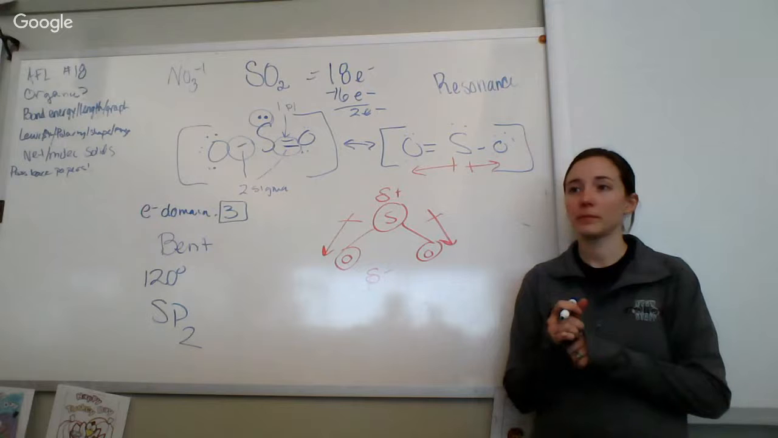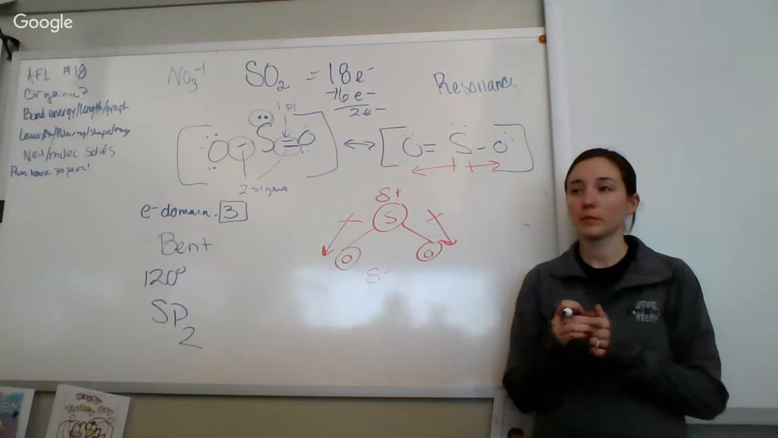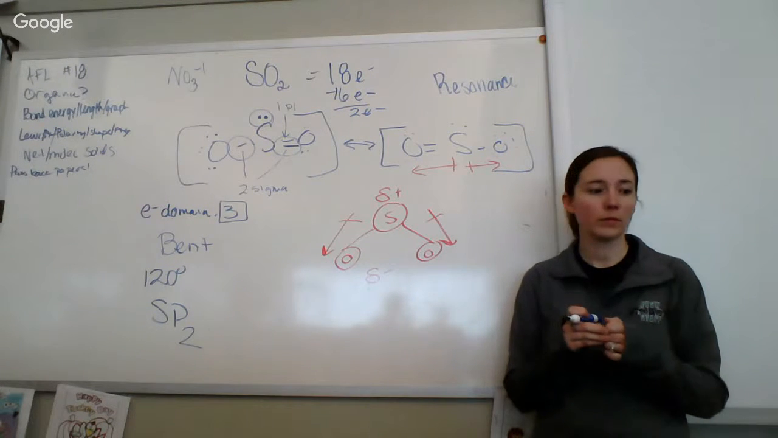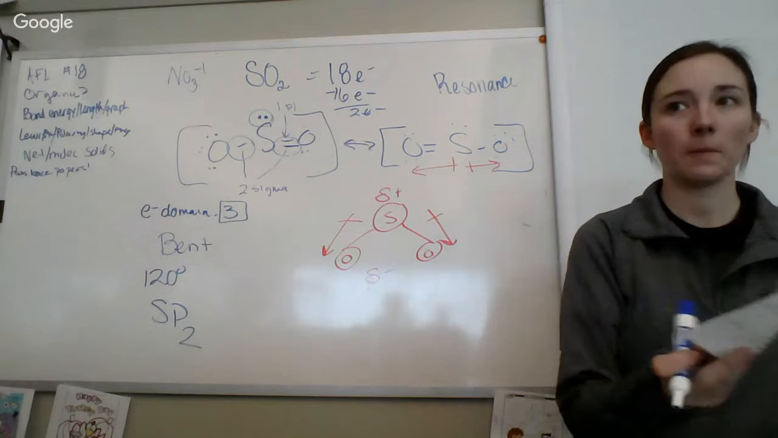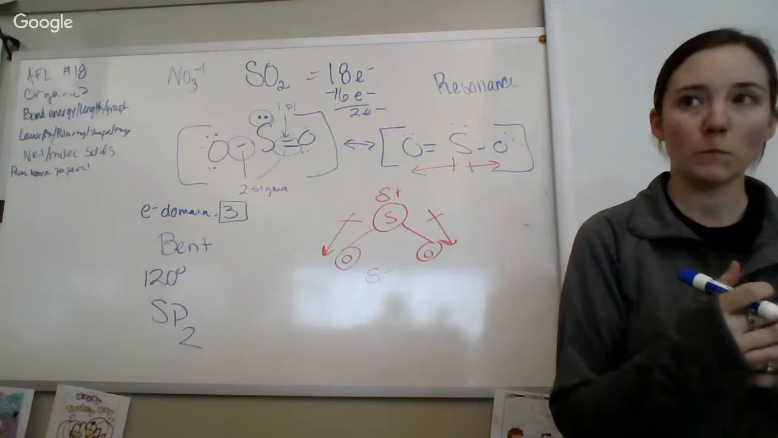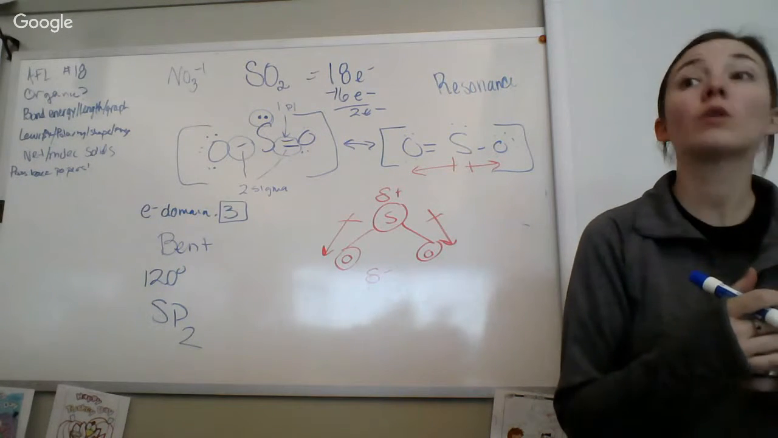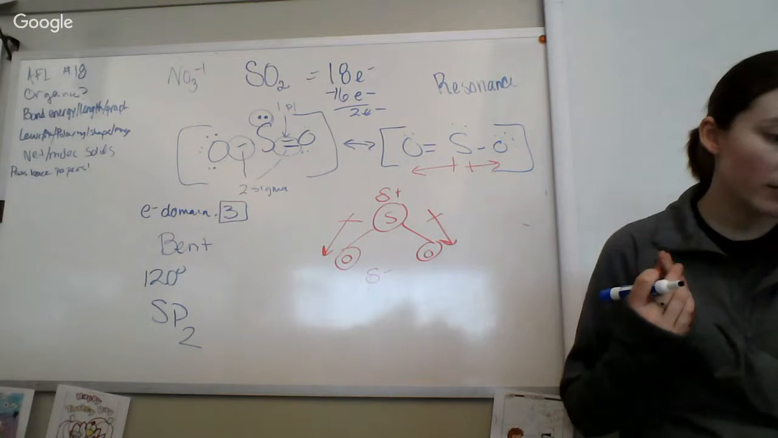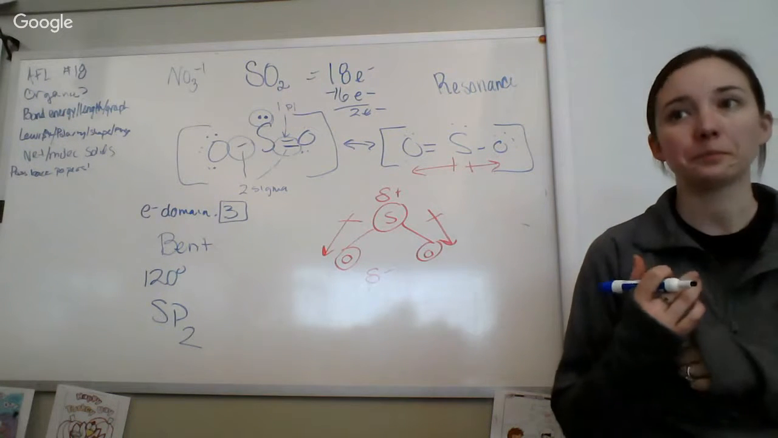So for the one with the sigma and pi bonds on the AFL, it's the NO+1. I know it's triple bonded, but would that count as one electron domain or two, since it has one sigma and two pi's? That would be one electron domain.